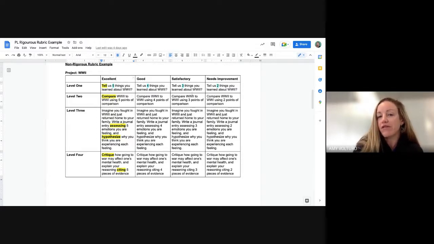So 5, 4, 3, 2. And so the reason that this rubric looks rigorous, because we're asking students to compare, assess, hypothesize, critique, cite, is it's easy to get away with not doing much.